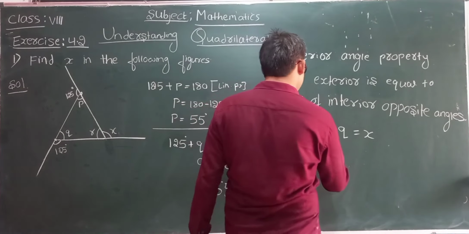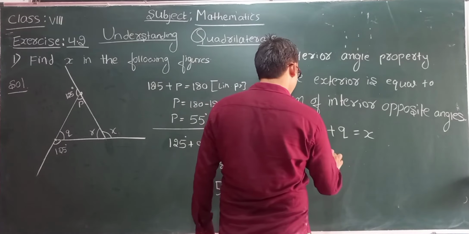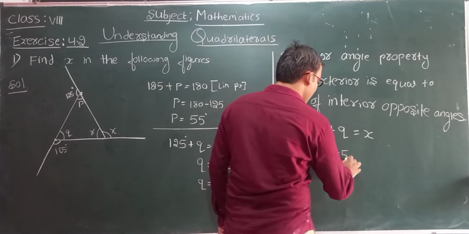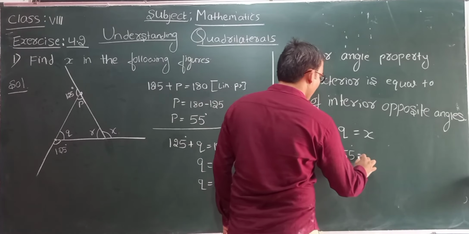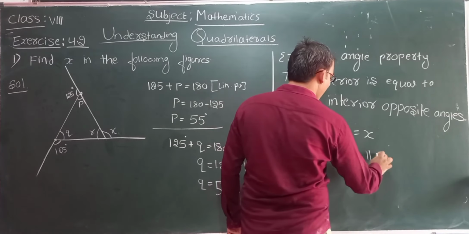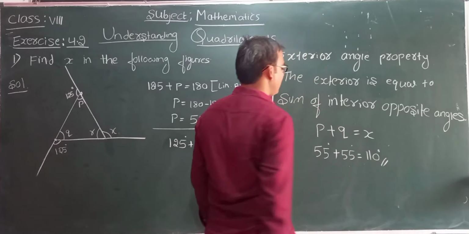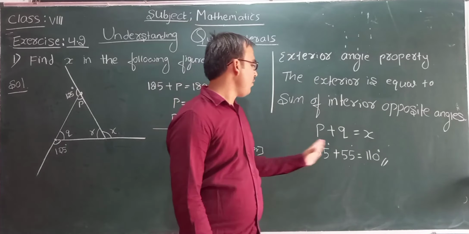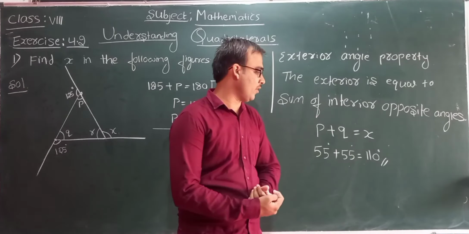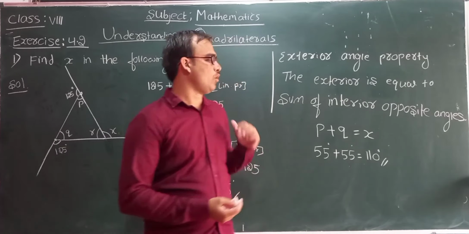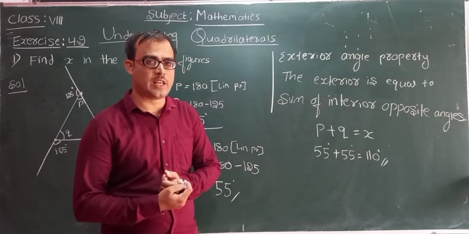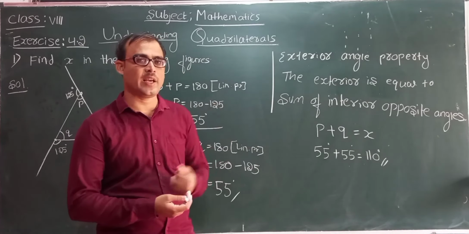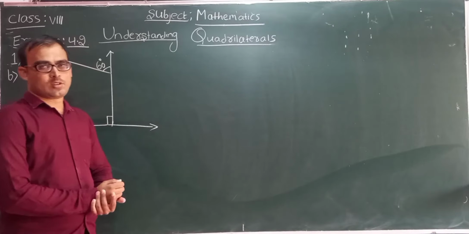So here P is 55 degrees plus Q, which is also 55 degrees. So 55 plus 55 is 110. Look here, students, what value have we got? We have got the value of x as 110. So we have solved the same problem with two methods and got the same answer. So we can solve the problem using any one method. Students, now let us solve the second one.